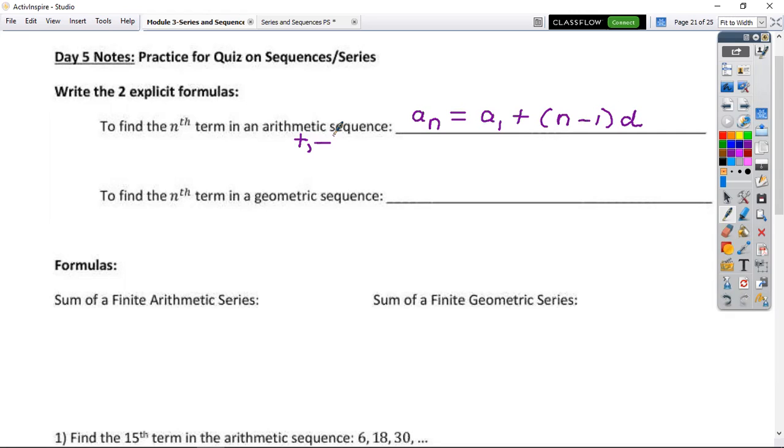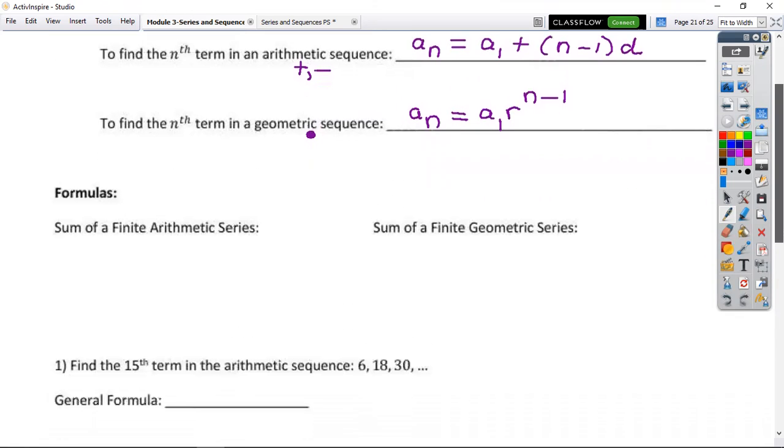To find a specific term of a geometric sequence, that's on your formula sheet as well. That one's a sub n is equal to the first term a sub 1 multiplied by r raised up to the n minus 1 power. And this is going to make use of multiplication because division gets written as a ratio.